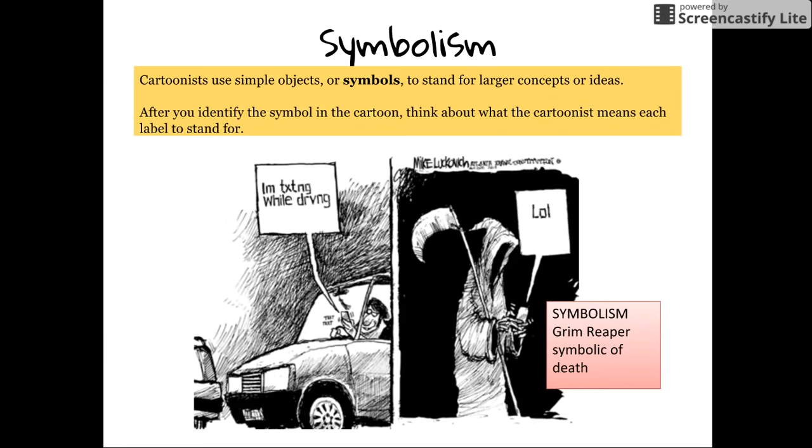Then you have symbolism. Cartoonists are going to use objects or symbols to stand for larger concepts or ideas. Here's an example. Take a look at the picture. You've got a person texting while driving, and the words "text" and "I'm texting while driving" are examples of labeling. Then over here you have the Grim Reaper, who's texting back, "LOL." The Grim Reaper is symbolic of death. So the cartoonist wants you to know, beware of texting while driving, because the Grim Reaper could be laughing at you.